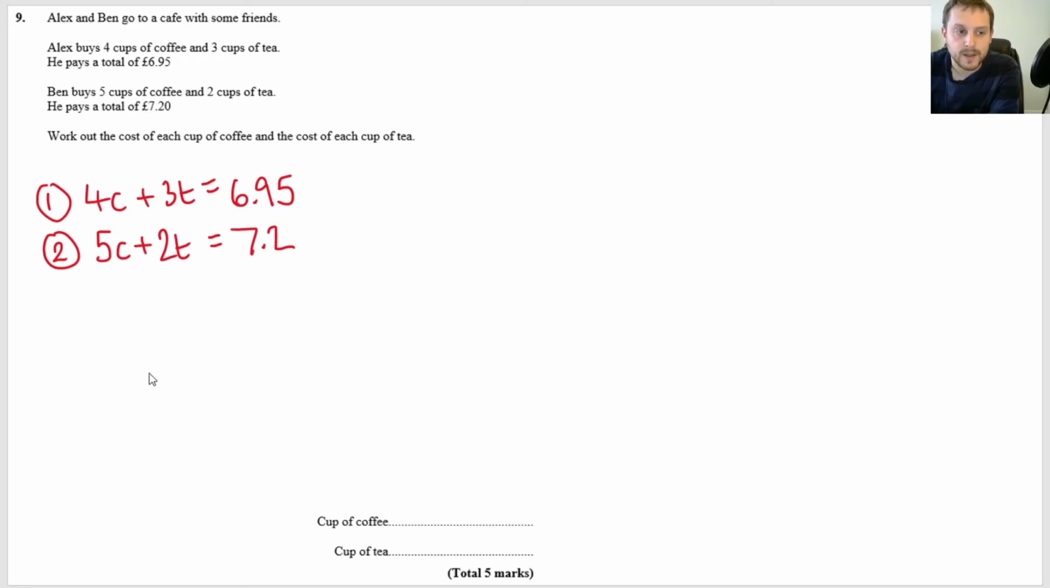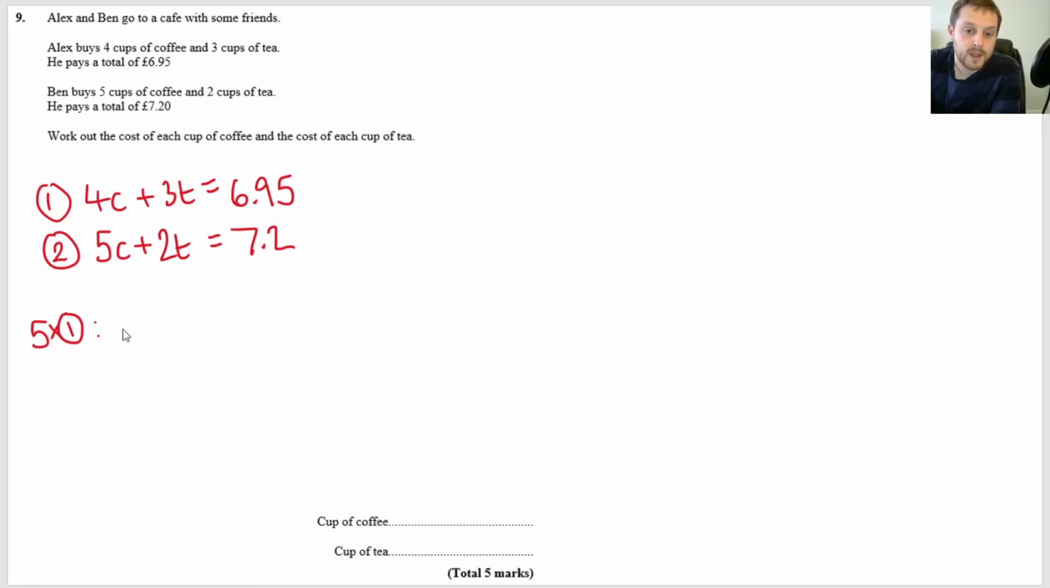So the idea behind this is eliminating one of the variables so that you just get a very simple equation to help you figure out what one of the unknowns is, and then at the end you'll substitute back in to get what the other one was. So for the sake of argument, I'm going to eliminate c. So I'm going to choose to do 5 times equation 1.